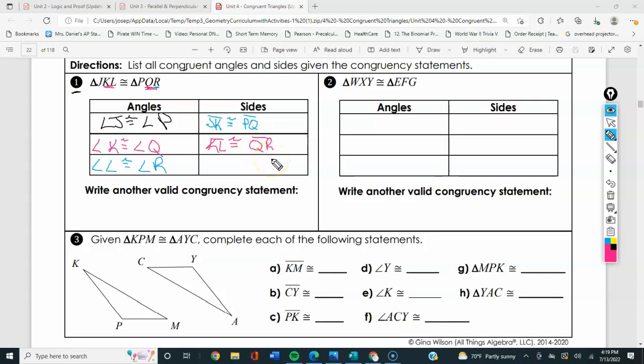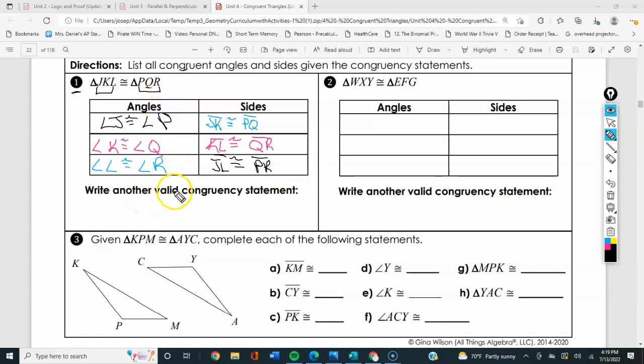Okay. But what's the last one? I don't know what the last one is. Do y'all know what the last one is? We gotta do the end caps. JL is gonna go with PR. Okay. Boom.